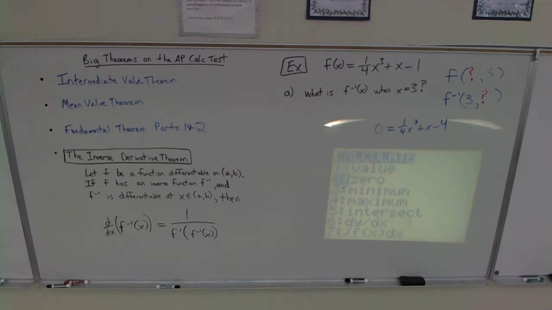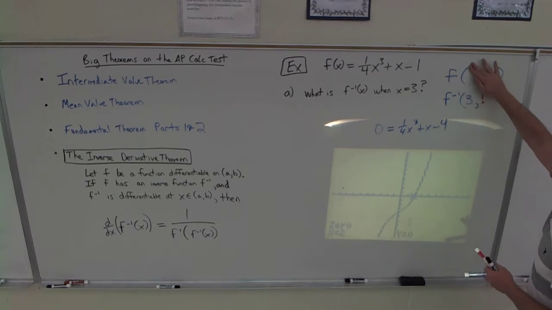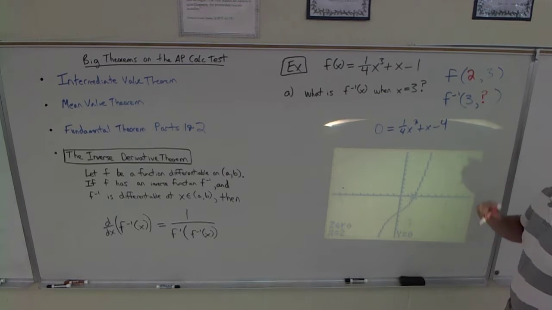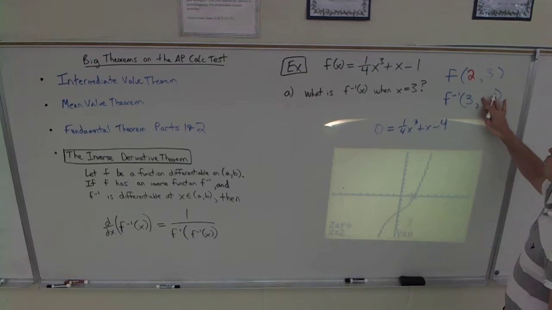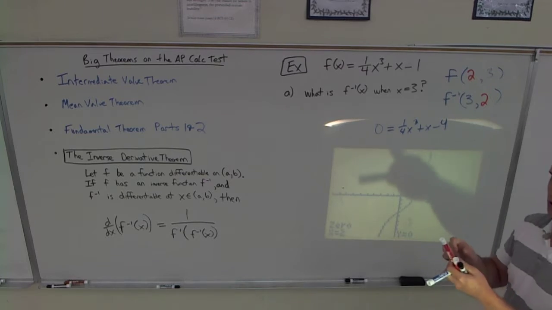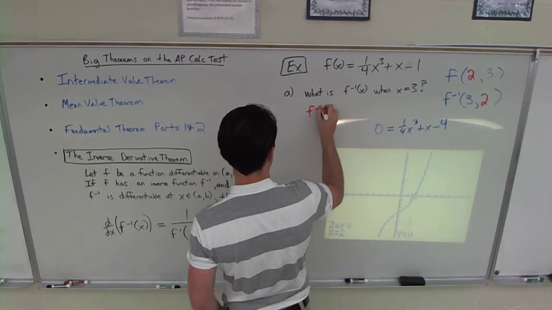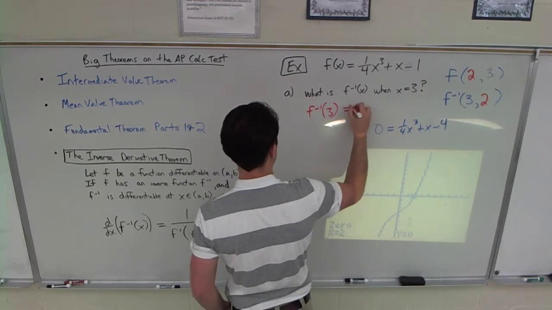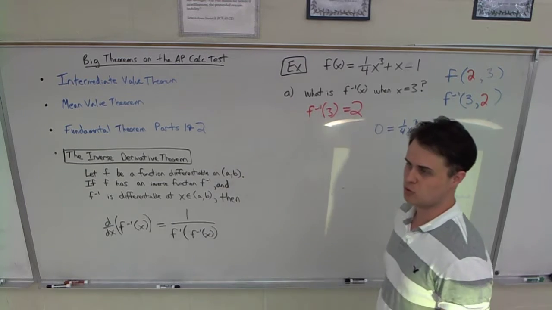So calculate zero, left, right. Yes, convenient. So it turns out that this is 2 because I solved it with my calculator. So that means that this is 2, which answers my question, because they wanted to know f inverse of 3. What is that? That is equal to 2.